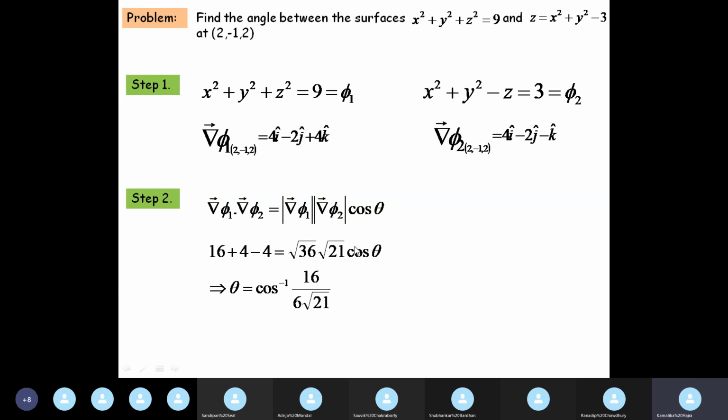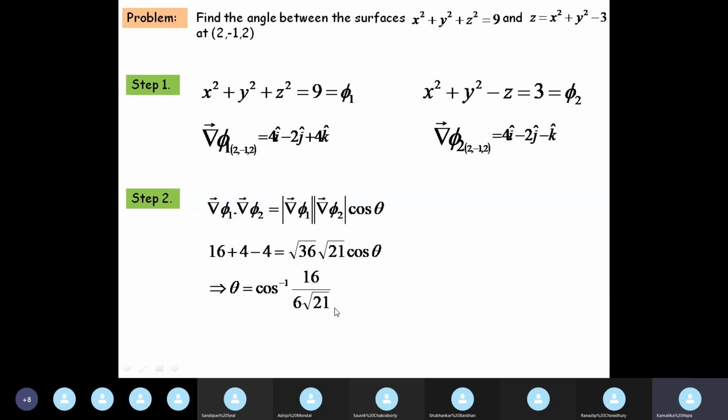Grad phi 1 dot grad phi 2 is 4 fours are 16, plus 2 twos are 4, plus 4 into minus 1, minus 4. And on the right hand side you have root 36 for this, root 21 for this, into cos theta. Whoever has unmuted themselves, please go on mute. So from here we get theta equal to cos inverse 16 by 6 root 21.